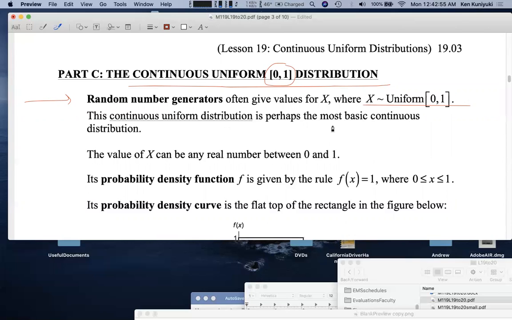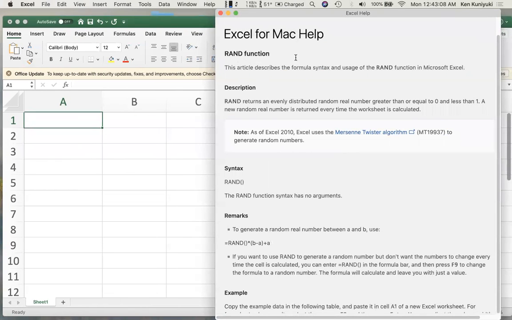This distribution is perhaps the most basic continuous distribution, even more so than the bell curves. The value of x in this case can be any real number between 0 and 1. And in fact, in Excel, there is a function, the RAND function, which generates values from this distribution. This is the description in Excel: RAND returns an evenly distributed random real number greater than or equal to 0 and less than 1, basically between 0 and 1. A new random real number is returned every time the worksheet is calculated.